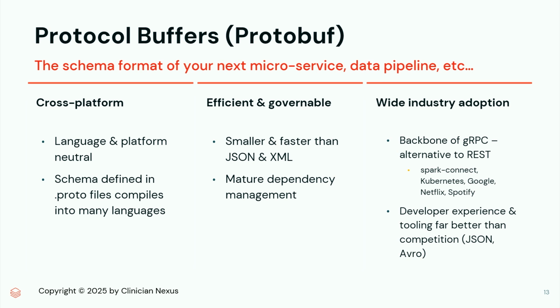Protobuf is smaller and faster than JSON and XML, and it's the backbone of gRPC, which you're probably already using if you're using Spark Connect or Kubernetes, or if you've ever seen a talk from Google, Netflix, or Spotify. So it is already ubiquitous, and this tooling's not going away. What I'll show today is that the developer experience around the Protobuf ecosystem can be significantly better than alternatives like a JSON-based Kafka pipeline or an Avro-based Kafka pipeline.